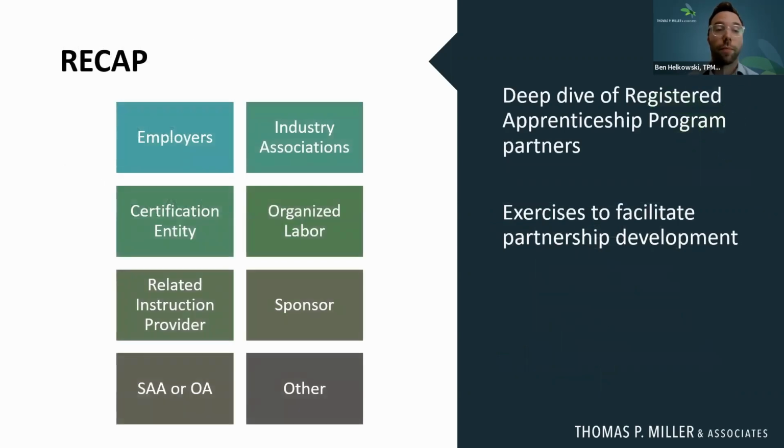Before we move on, I'd like to recap the two presentations that Vicki Thompson just went over. Vicki also did a deep dive of Registered Apprenticeship Programs and the partnerships associated with them, and she facilitated some exercises for partnership development. She provided a look at employers, industry associations, certification entities, organized labor and organizations, related instruction providers, sponsor programs, state apprenticeship agencies, or the Office of Apprenticeship, and other organizations that Registered Apprenticeship Program sponsors may want to partner with.